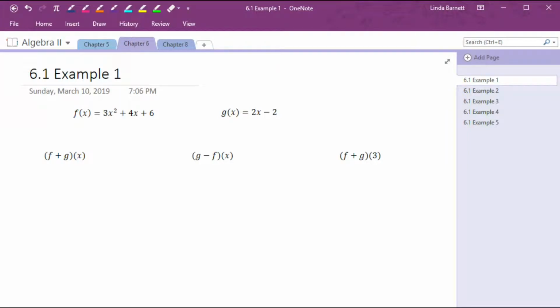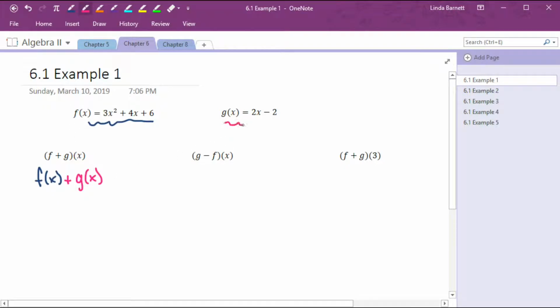Okay, so now we're learning how to do operations with functions, and we just got this funky notation that says we're going to add f of x, which is this function right here, to g of x, which is this function right here. So I'm going to substitute f of x with the function. So we get 3x squared plus 4x plus 6. And we're going to add g of x, so that's plus 2x minus 2.